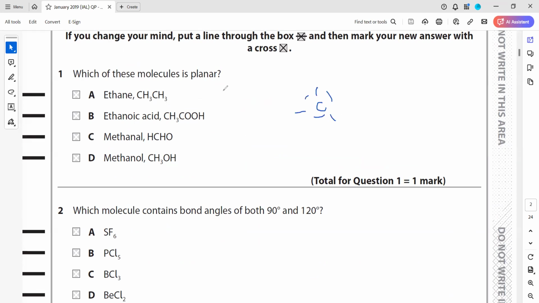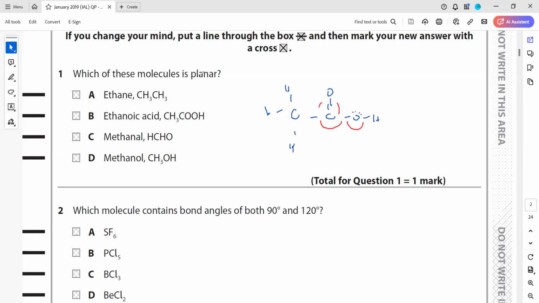When we talk about ethane, there are four bond pairs. When there are four bond pairs, it will be tetrahedral. Both of them are tetrahedral. When we talk about ethanoic acid, CH3 is bonded with C, which is double bonded with O and bonded with OH, so different angles are there. The O-H part will be bent or V shape. Because of this one, it will be trigonal planar, and this one tetrahedral.